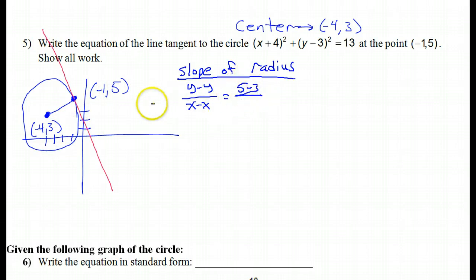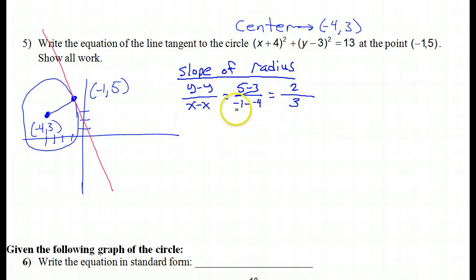My pen is not working today. And then it's going to be negative 1 minus negative 4. So 5 minus 3 is 2. And negative 1 minus negative 4, that's negative 1 plus 4, so that's 3. So this is the slope of the radius.